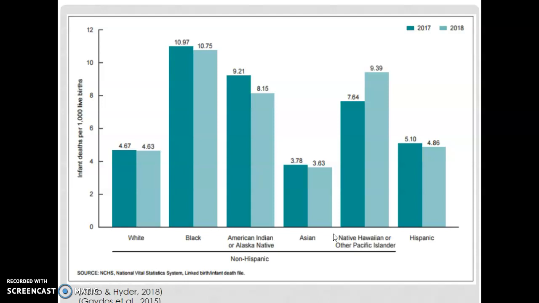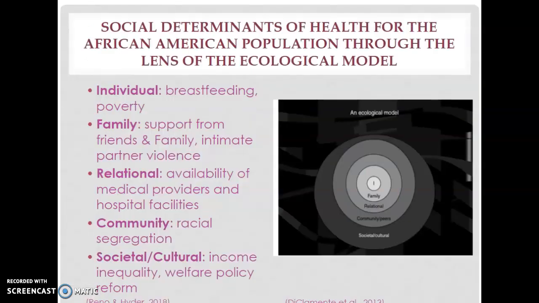Significant disparities exist among racial and ethnic groups, particularly among the African American community. The Black infant mortality rate is over 2 times the rate of non-Hispanic white infant mortality and has not significantly declined in recent years. The social determinants of health contributing to the African American infant mortality rate in conjunction with the behavior of bed sharing are extensive and intermingled.